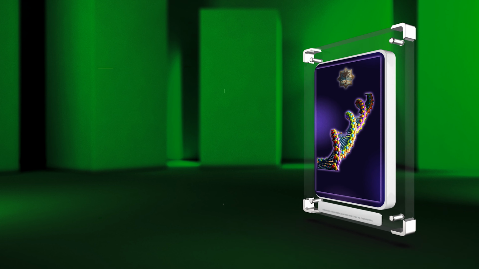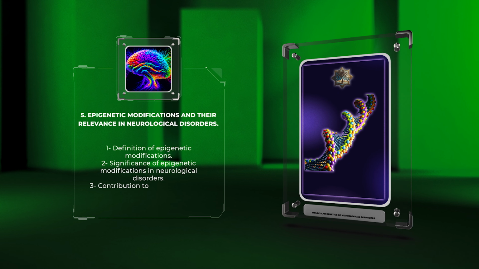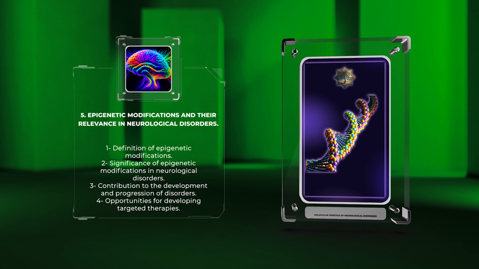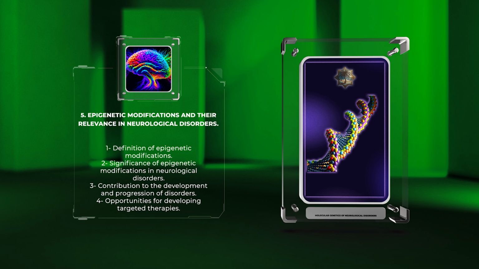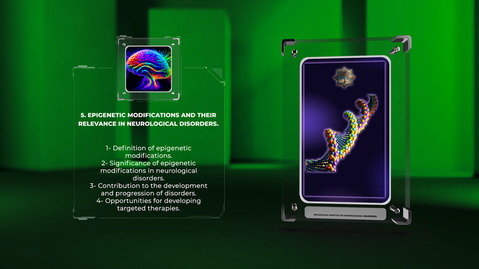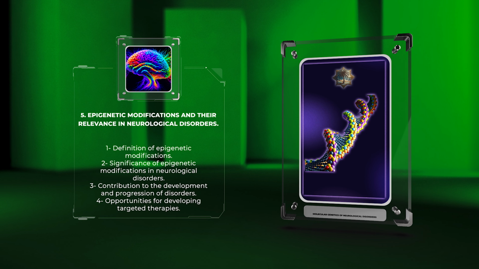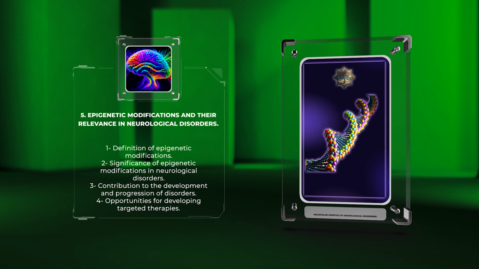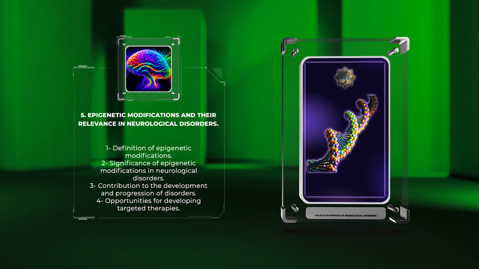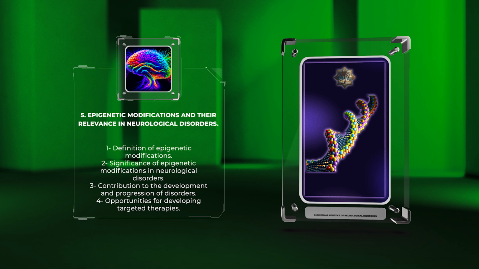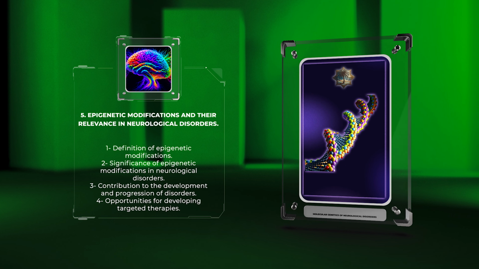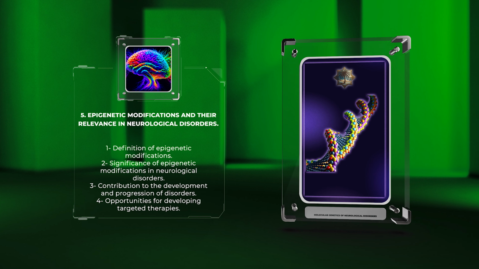Epigenetic modifications refer to changes in gene expression caused by modifications to DNA or associated proteins without altering the underlying DNA sequence. These modifications can be heritable and can result from environmental factors or cellular processes. In the context of neurological disorders, epigenetic modifications are of great significance. They contribute to the development and progression of disorders such as Alzheimer's disease, Parkinson's disease, and autism spectrum disorders. Understanding how these modifications alter gene expression patterns provides opportunities for developing targeted therapies.